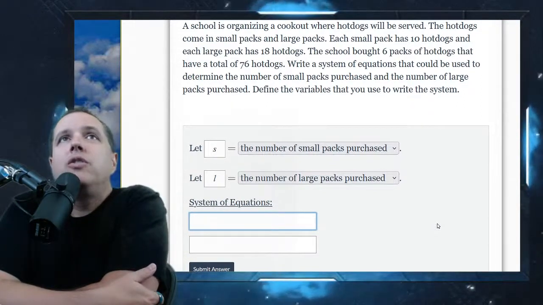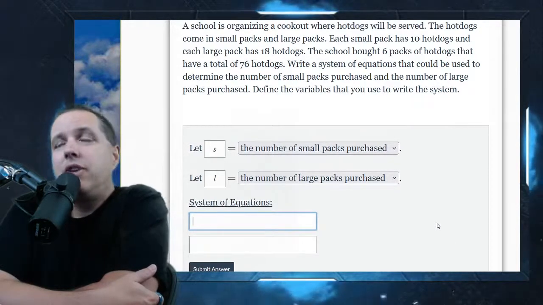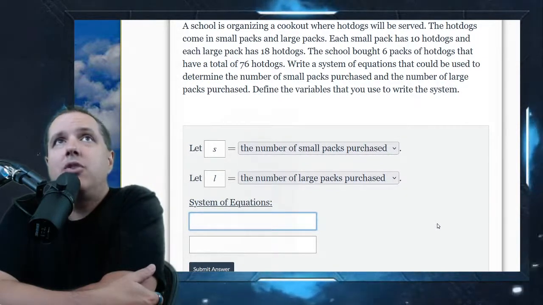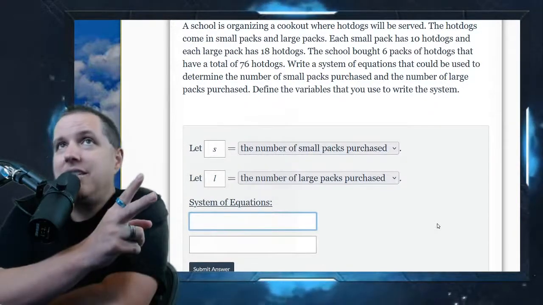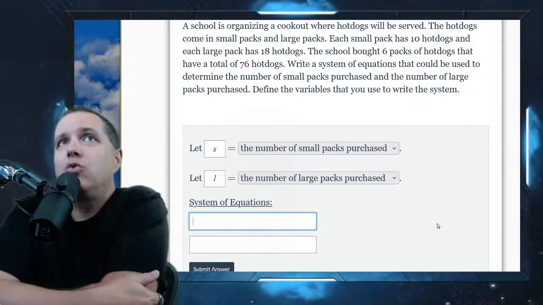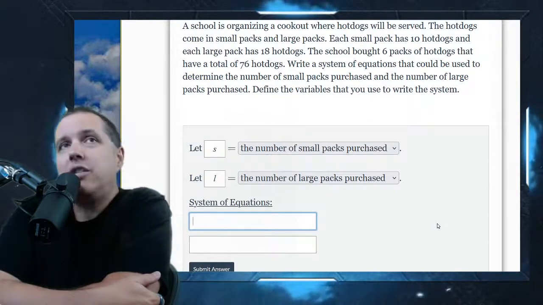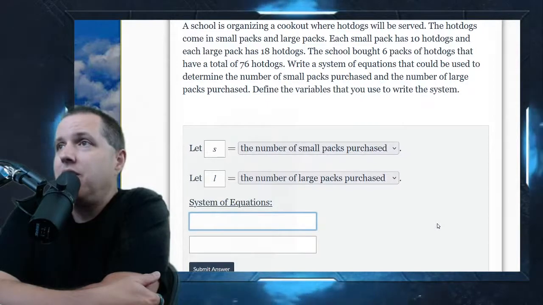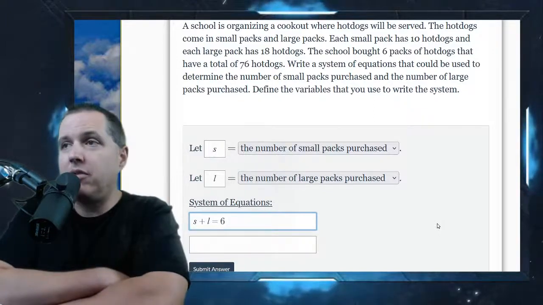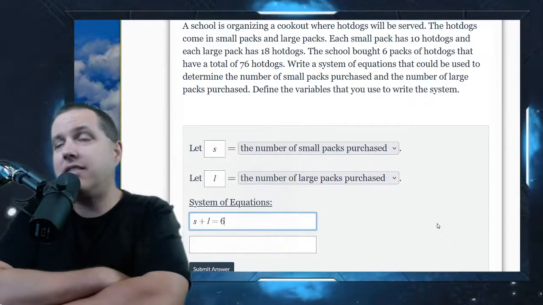All right, so oftentimes there's an equation that's a little easier to figure out and one that's a little harder to figure out. So let's see. The school bought 6 packs of hot dogs that have a total of 76 hot dogs. Boom, right there. That one sentence that seems pretty straightforward, we're getting our 2 equations from that one sentence. The school bought 6 packs. Every pack that was purchased was either a small pack or a large pack, right? So it stands to reason that S plus L equals 6. The number of small packs plus the number of large packs is equal to the total number of packs, which they're telling us is 6.